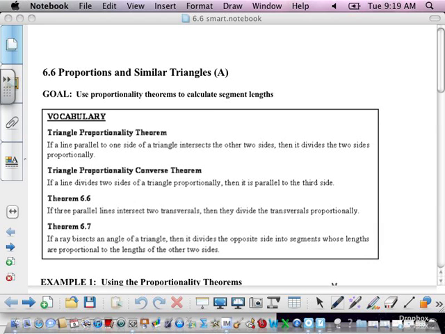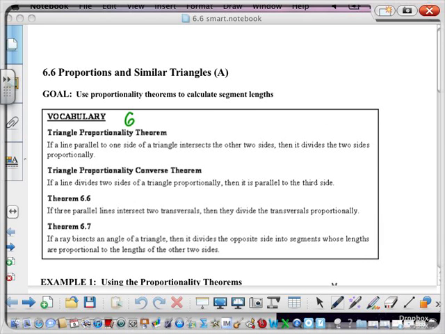The triangle proportionality theorem we also call theorem 6.4. And then 6.5 is the converse, just so we know. So, triangle proportionality theorem. I keep saying probability. Triangle proportional theorem, it's like I can't read today. If a line parallel to one side of a triangle intersects the other two sides, then it divides the two sides proportionally. Okay? So if a line, should we draw a picture?